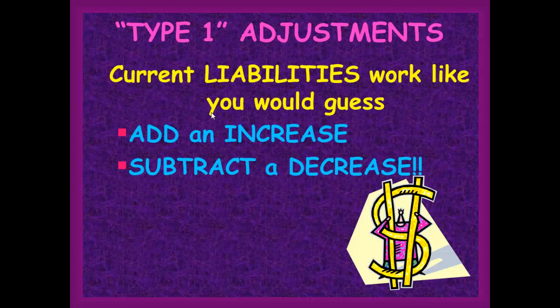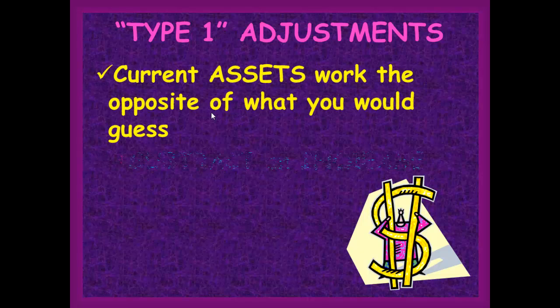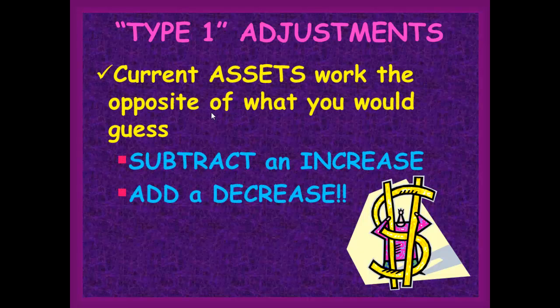Add an increase, subtract a decrease. Current assets, on the other hand, work just the opposite of what you expect. You subtract an increase and you add a decrease. So that is the simplest way I can give it to you to help you remember. Current liabilities do what you expect.